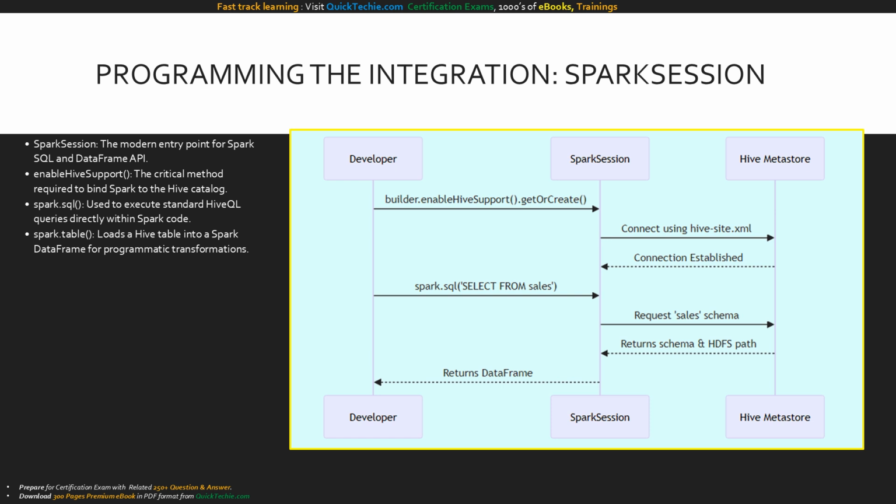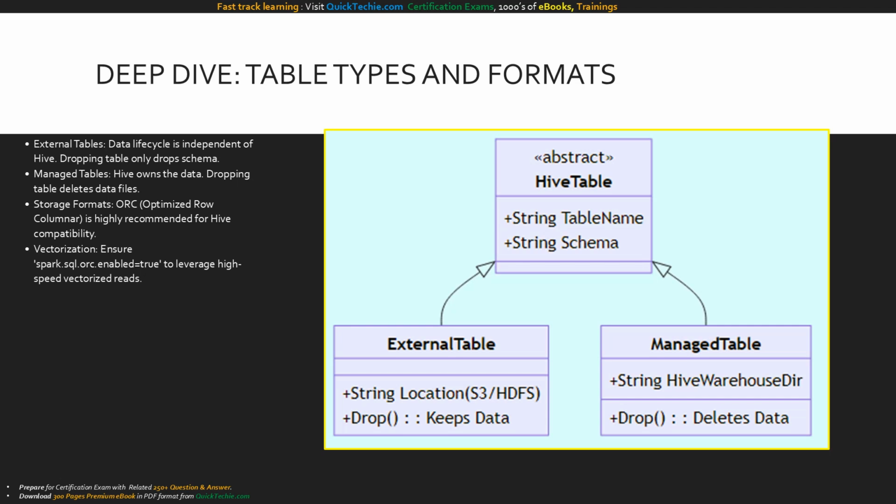The metastore returns these details, and Spark physically executes the read, returning a populated data frame to the developer. Let's deep dive into how Spark interacts with different Hive table types. It's critical to understand the distinction between external and managed tables.